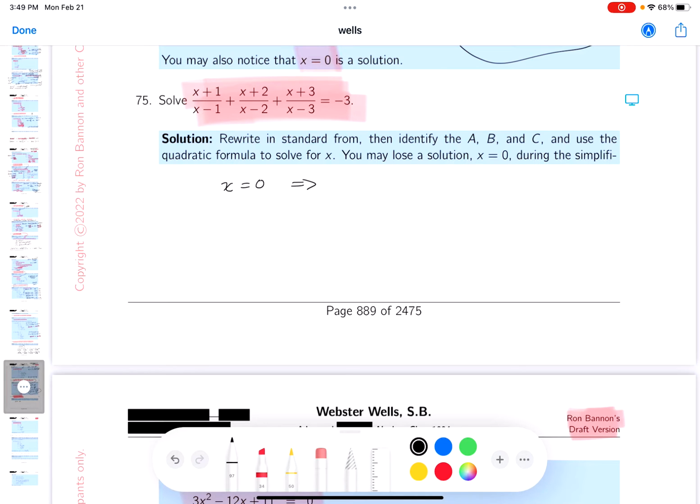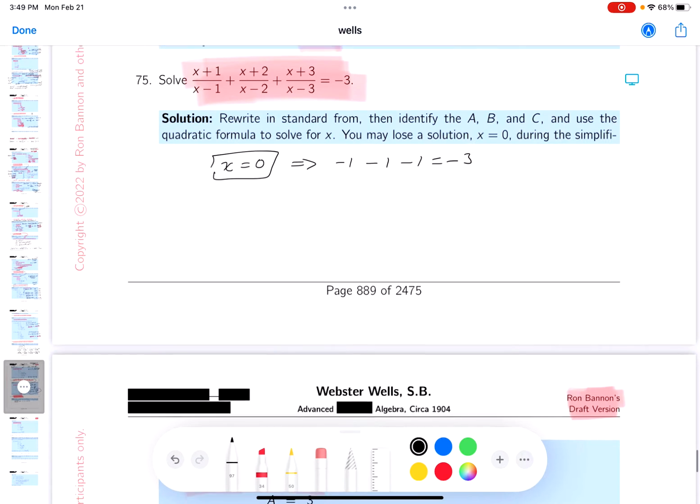Plug it in. What do I see? -1. I'm plugging in 0, by the way. -1. And you get -3. So I'm going to say that's a fairly simple answer to the problem. And it's easy, all right?